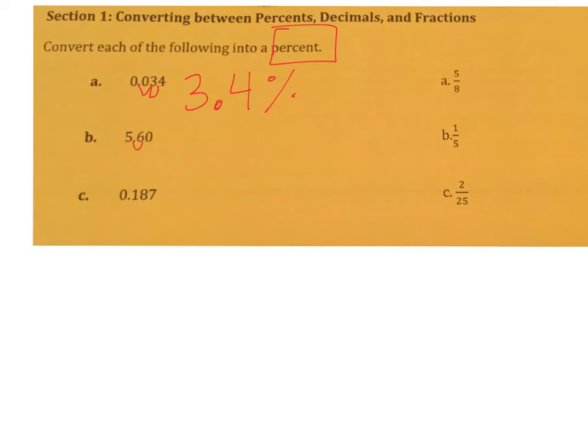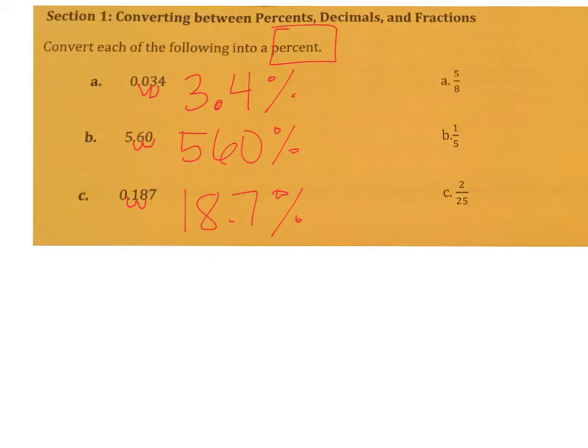I'm going to move the decimal 2 times to the right, and I have 560%. And for C, I'm going to move the decimal 2 times to the right, and I will have 18 7/10%.